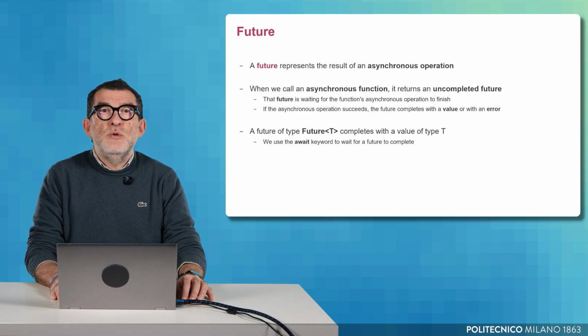To wait for a future to complete, we use the await keyword. The await expression pauses the execution of that function until the future completes, but it does not block the main UI thread.